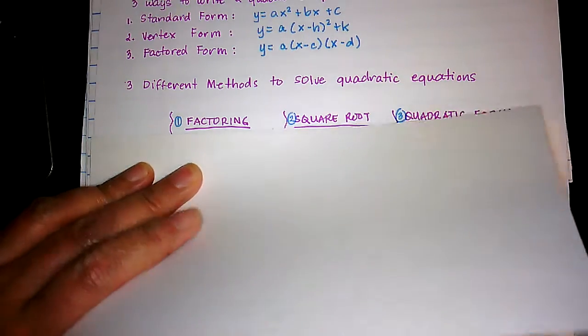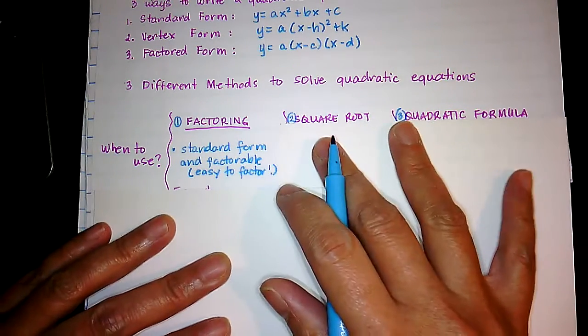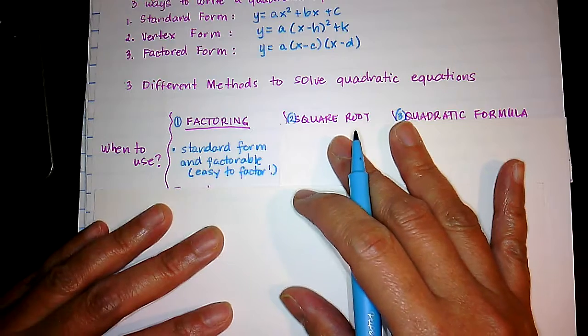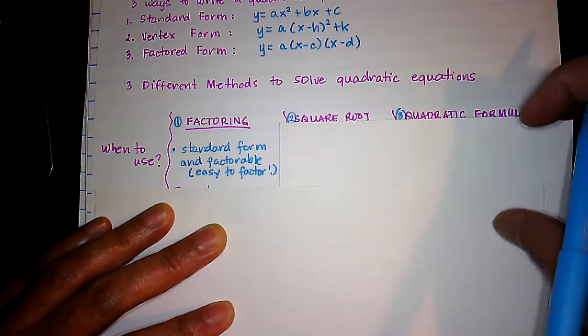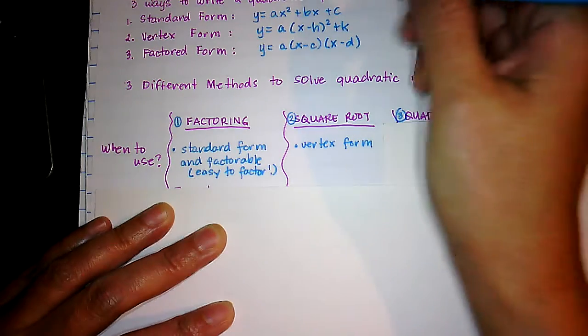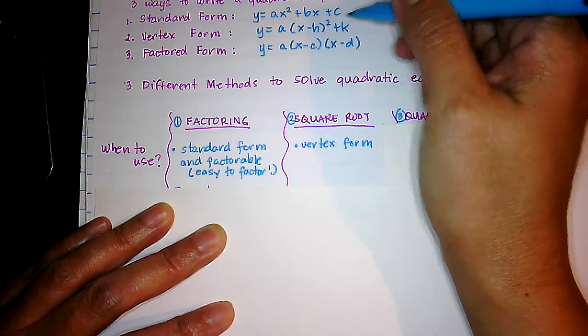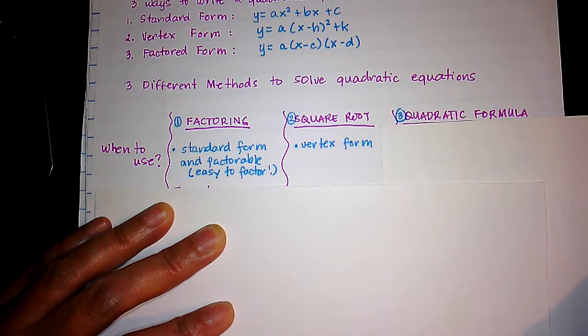So, first, you are going to use factoring when the equation is in standard form and factorable, and it's easy to factor as well. And then, when are we going to use square root? When the equation is in vertex form. So, see this vertex form here? When you see squared in parentheses, then that's a vertex form. And then, when are we going to use quadratic formula?